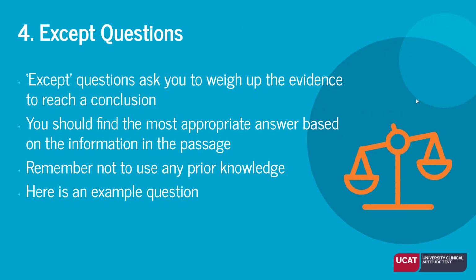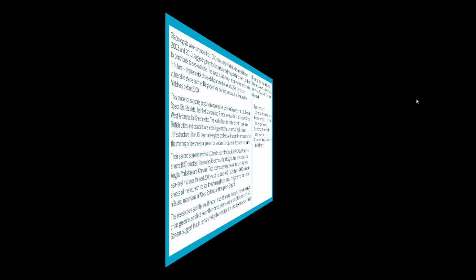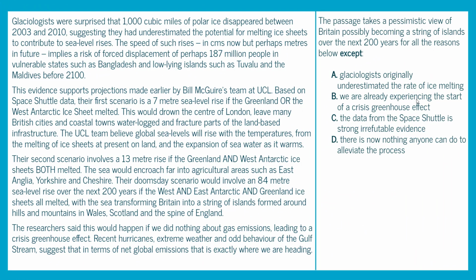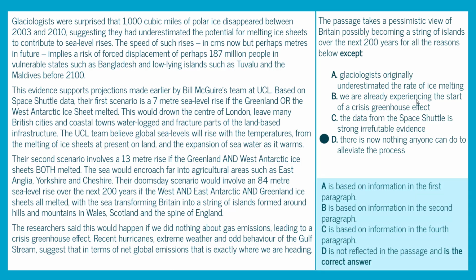Then you have except questions where you have to weigh up the information to say whether this is legitimate or not. This can be quite a more task heavy, and you have to really skim read. So here they say the passage takes a pessimistic view of Britain possibly becoming a string of islands over the next 200 years for all the reasons below except what. Okay, so just have a pause and read. So the answer here is D. There is now nothing anyone can do to alleviate the process.